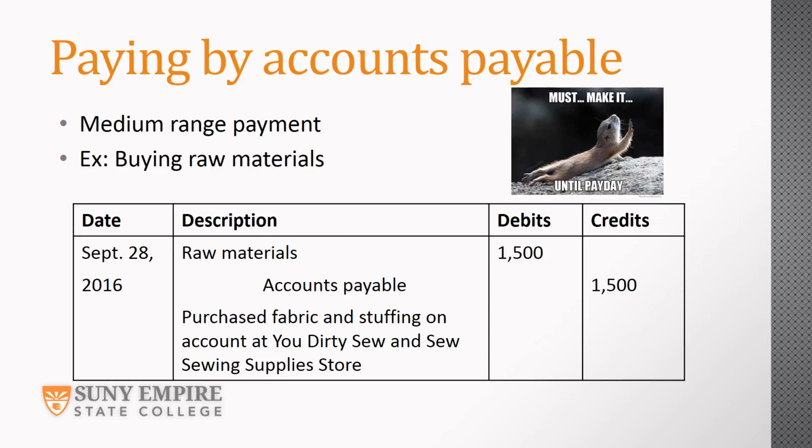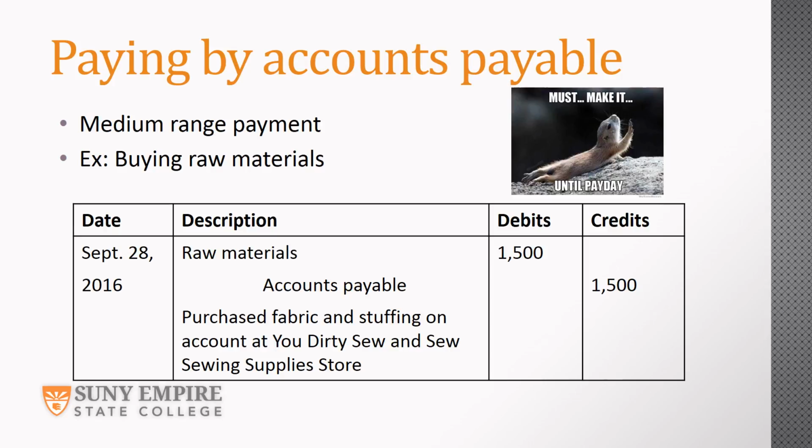Suppose after buying the sewing machine, Polly set up a line of credit at You Dirty So-and-so sewing supply store to purchase the raw materials needed to produce the stuffed animals. He then made an initial purchase of $1,500 worth of fabric and stuffing.